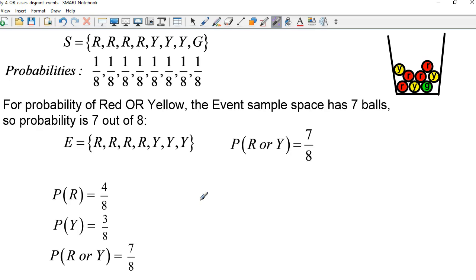If I wanted to find the probability of red or yellow, then the event would have a total of 7 balls because there are 4 red balls and 3 yellow balls, out of the 8 outcomes, so the probability would be 7 out of 8. That is definitely a correct way to compute the probability of red or yellow. Note that the probability of red or yellow is not a compound probability. It's still a simple probability because it's the probability out of the entire sample space.